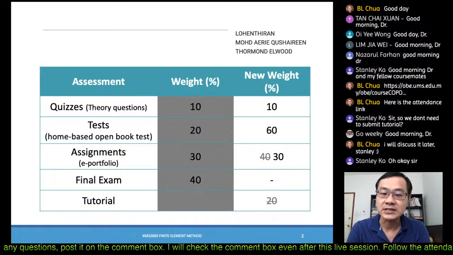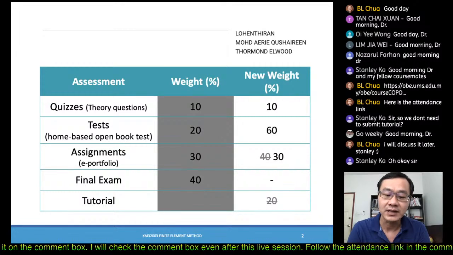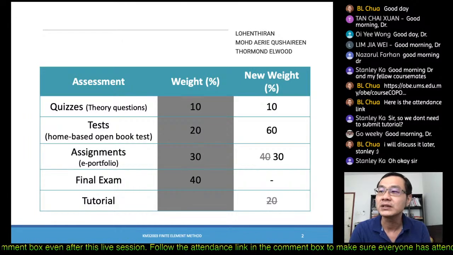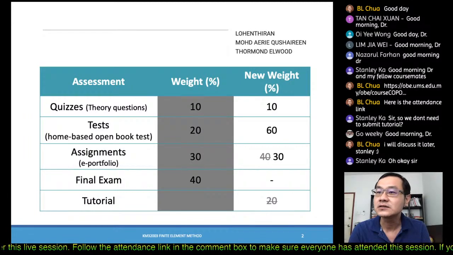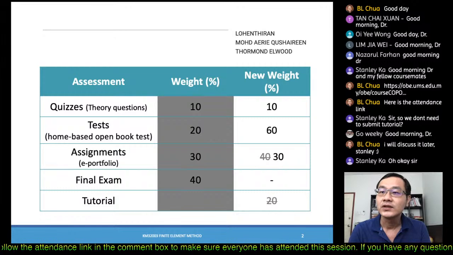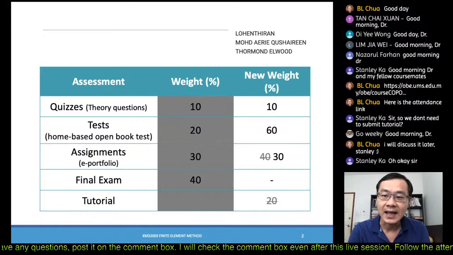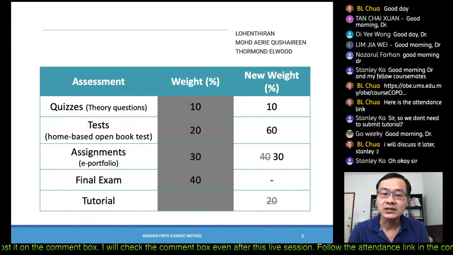So this is how we are going to replace the final exam. All the 40% of the final exam will now be transferred to the test. The test will be home based. It will likely be synchronous online, meaning we will set a time, run it at the same time and end at the same time.